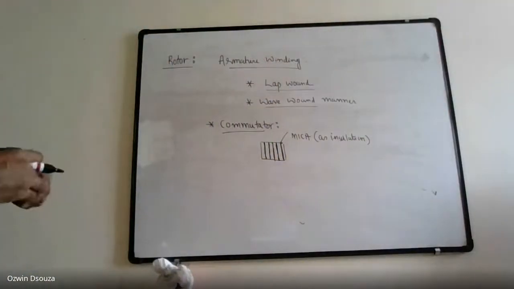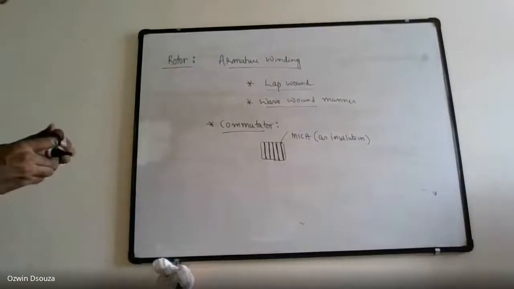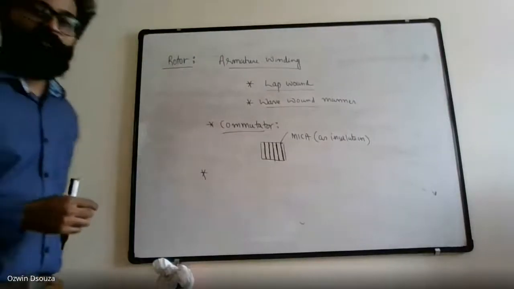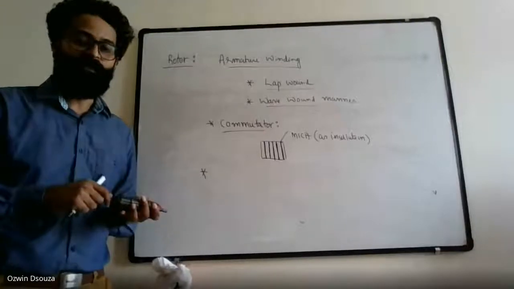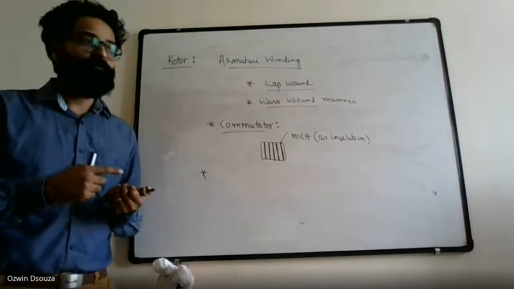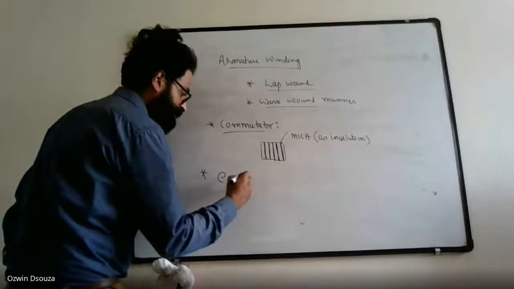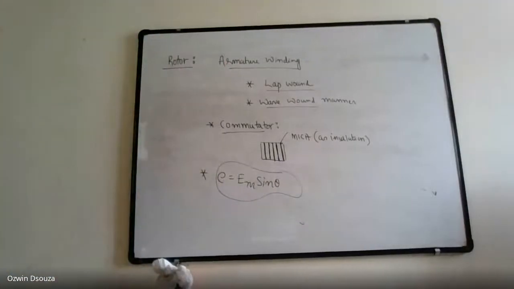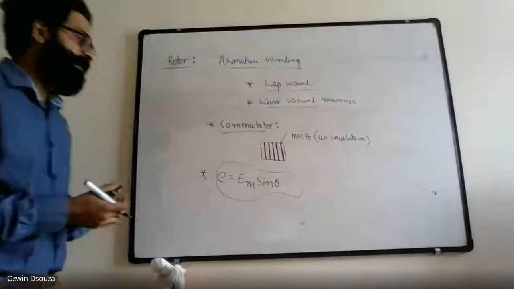Now, the role of commutator is very, very important in case of DC machine. See, in case of DC machine, to be precise, DC generator, it works on dynamically induced EMF, right? When there is a fixed magnetic field and when you have a rotating conductor, you will have an induced EMF. So, whenever you have the induction of EMF in a dynamic way, the induced EMF will always be following the sine wave, that is e = Em sin theta. Even in case of DC generator, the nature of induced EMF in the armature conductor is always sinusoidal. That's because it's a dynamically induced EMF.